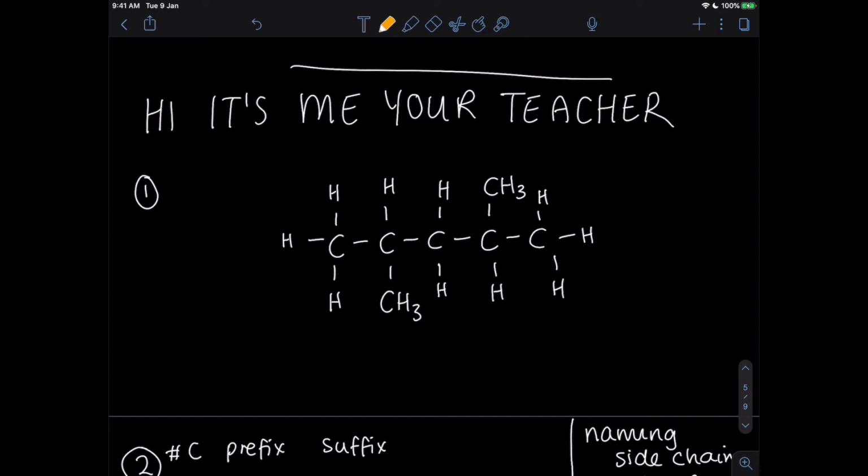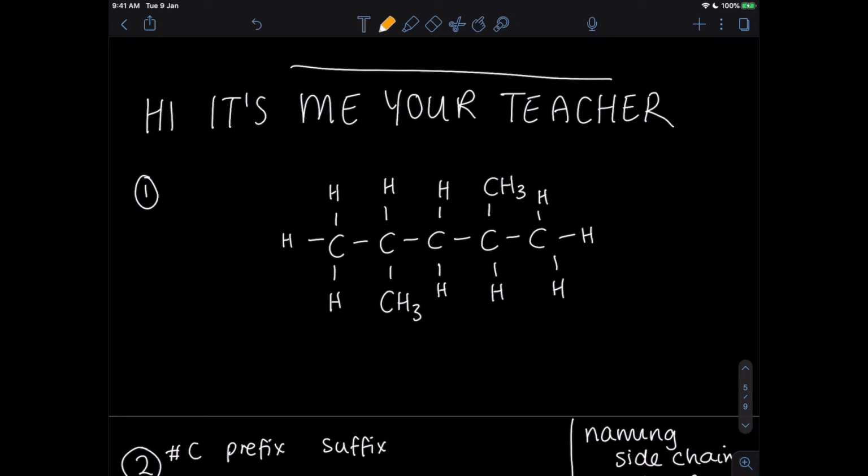This video is to go through slightly more complicated branched alkanes. So in this video, we're going to be looking at alkanes that have multiple branch chains. The ones we looked at previously had only one chain of varying size. In this case, we're going to be looking at molecules that have two or more branch chains and how you can name them. Because remember, the important thing is that we want to be able to name this in a way that somebody else could draw it.